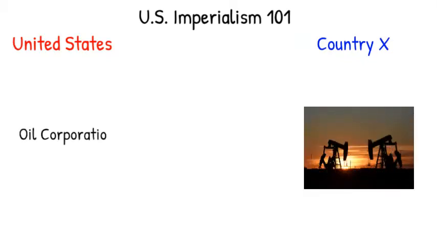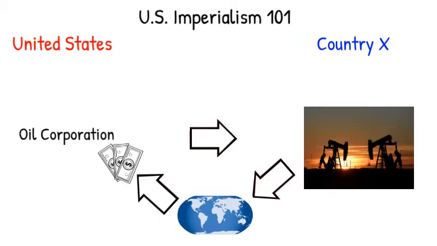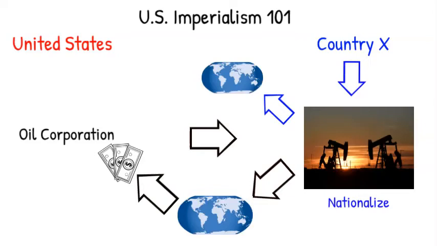Now, you have the United States and you have country X. Country X has oil, the United States has an oil corporation. The corporation wants to be the one to exploit the oil so that they could export the oil to global markets, and in turn, they themselves would profit from the oil of country X. Now, say if the oil were instead nationalized, then it would be country X who would be the ones to export it to global markets and profit off of their own natural resource instead of the corporation.